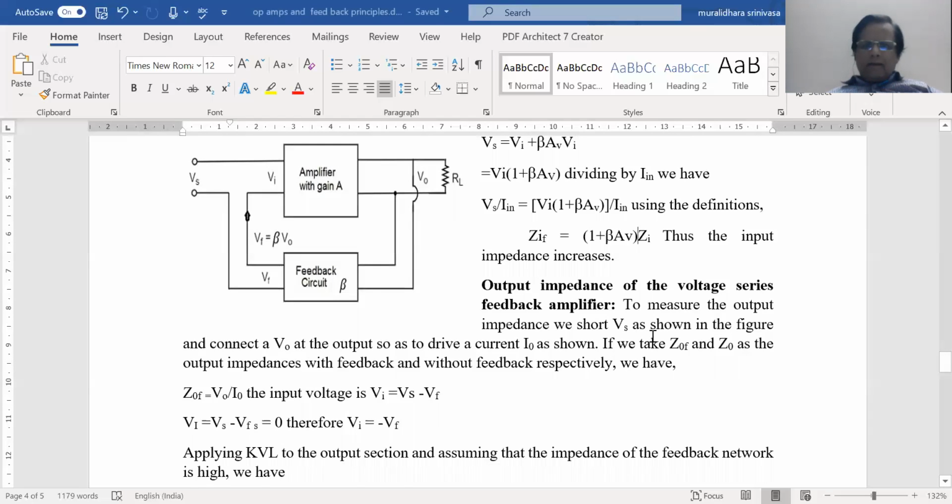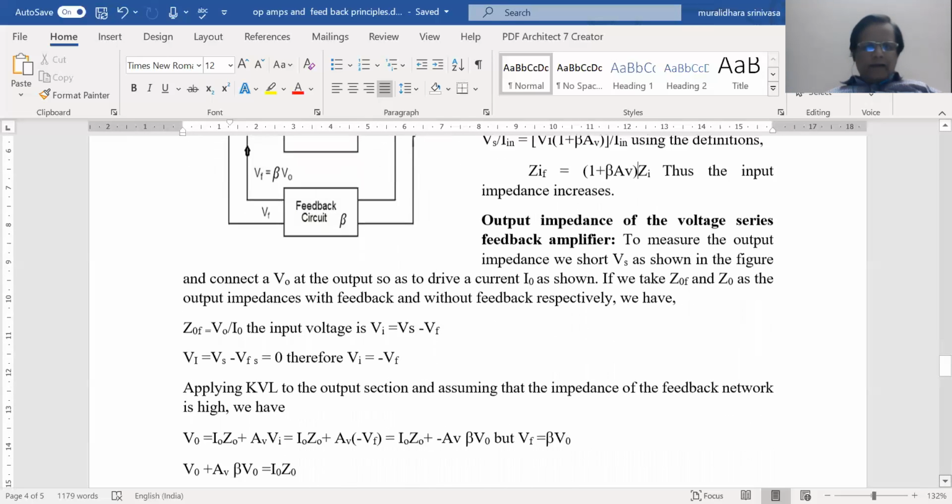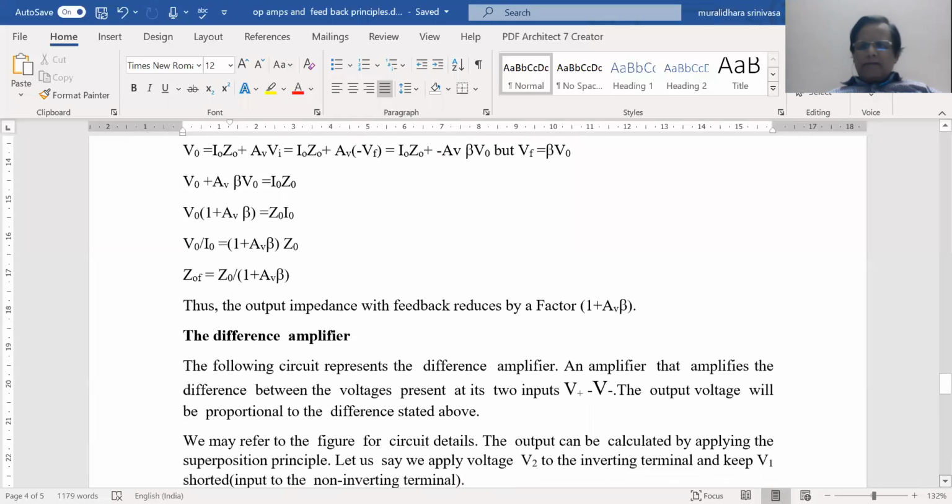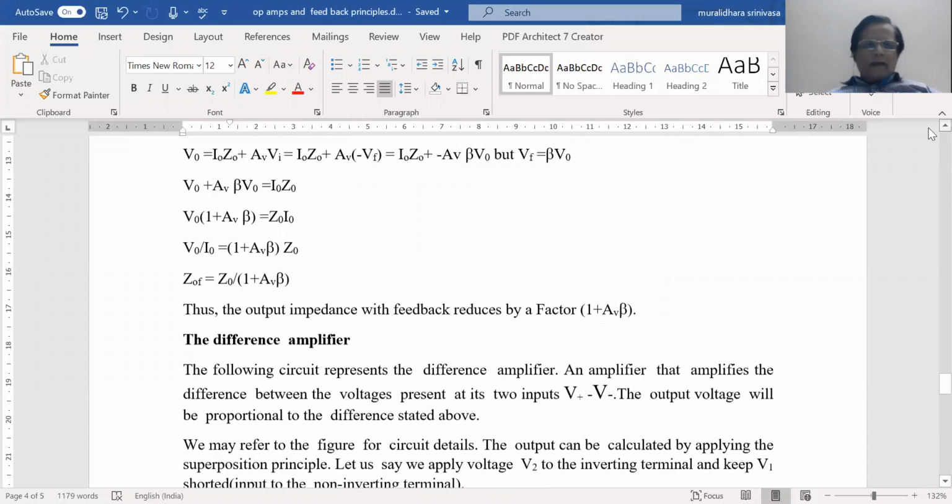Now similarly, we look at the output impedance of the voltage series feedback amplifier. Let us see what we get. To measure the output impedance, we short Vs, that is, we short the input port as shown in the figure, and connect a source equal to V0 at the output, so as to drive a current I0 as shown. As shown, I said, is the figure there? Oh, I think I have skipped the figure. I think I have to put back the figure, sorry.